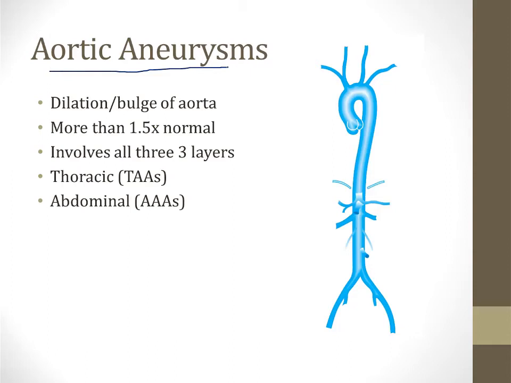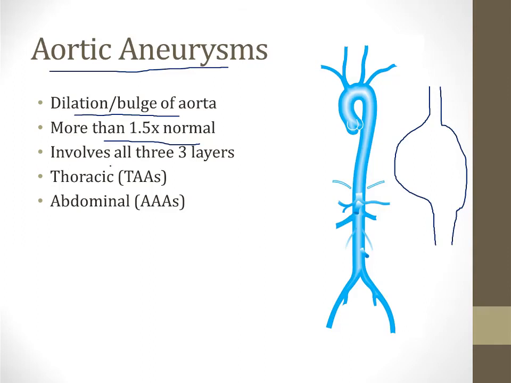The two are closely related. An aneurysm is a dilation or a bulge of the aorta to a size more than 1.5 times normal. What it looks like is a patient will have a section of normal aorta followed by a bulging section. It will bulge out on all sides, and there's a risk of rupture which can lead to death. That's why these are so dangerous.